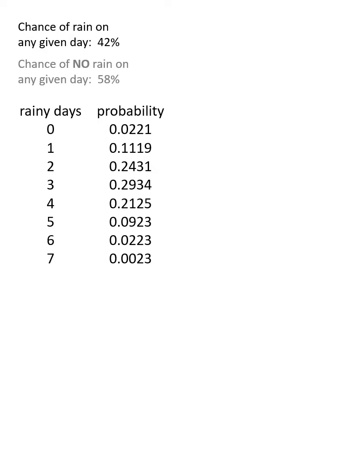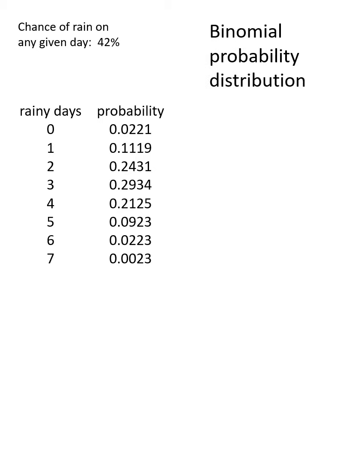We call a distribution like this the binomial probability distribution. I really wish it were called the binary probability distribution because it's dealing with a binary event. And by binary, I kind of mean yes or no. Yes, it rains, or no, it doesn't on any given day.